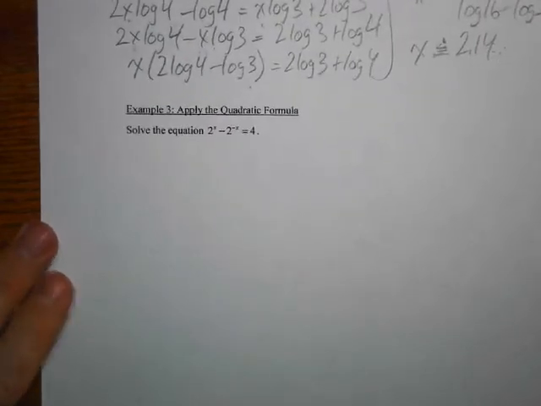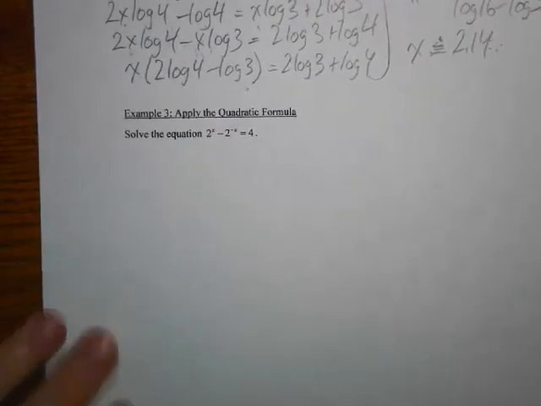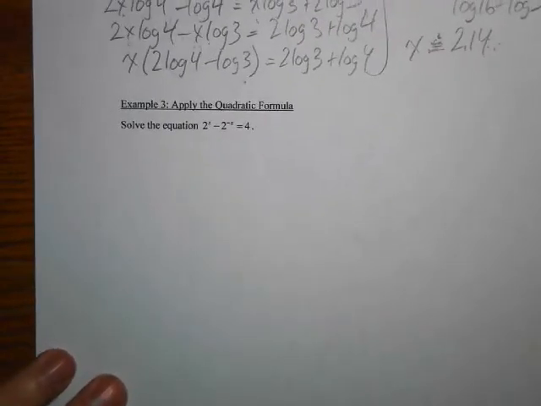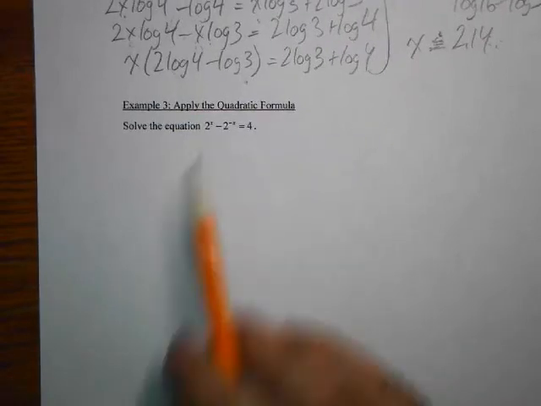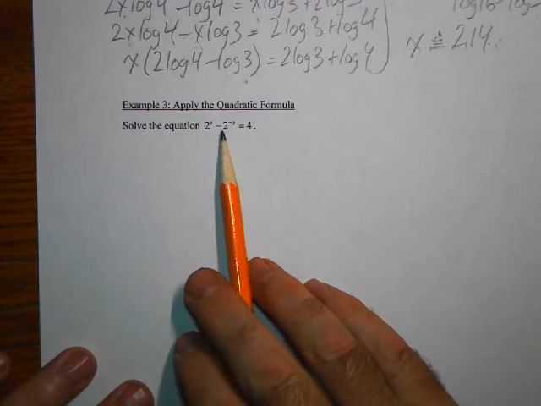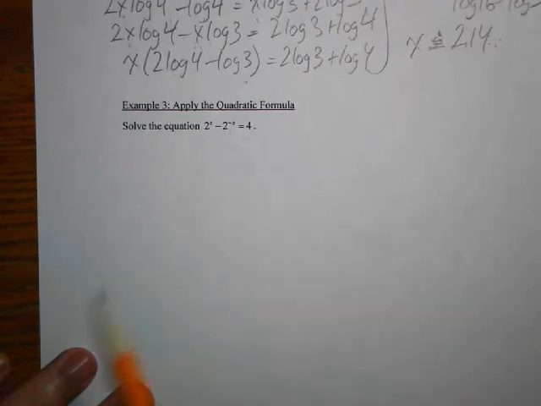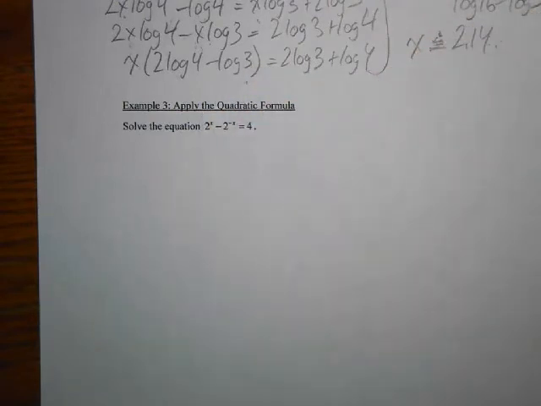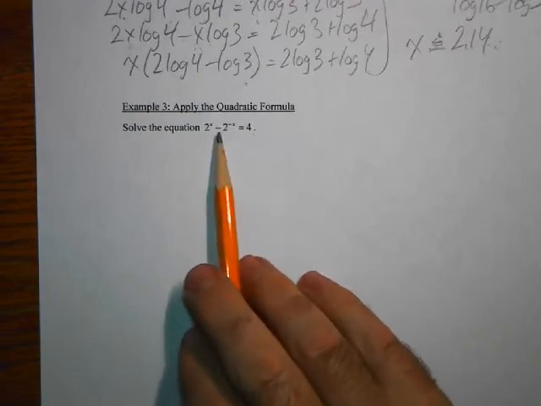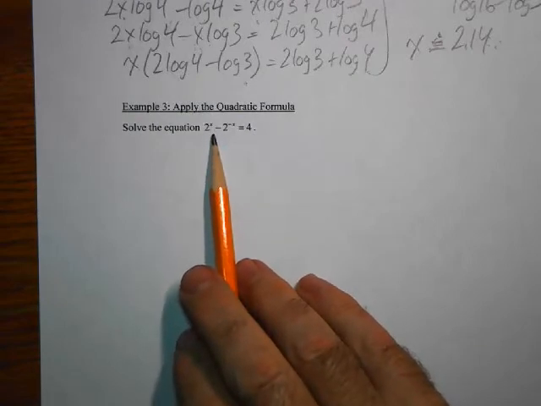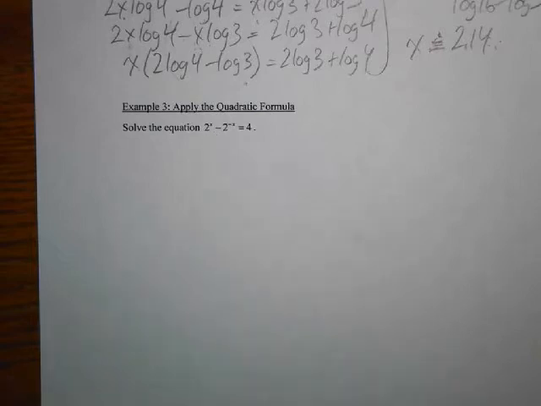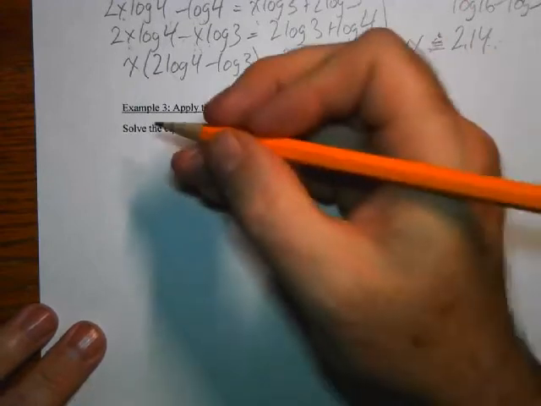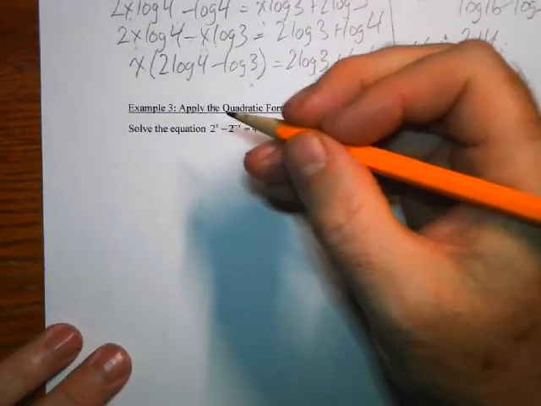Okay, this question here is probably one of the trickier ones. This is an exponential equation. So let's look at this. We have 2 to the power x minus 2 to the power negative x equals 4. And you can kind of tell here, it says apply the quadratic formula. So the way it's written here, I definitely can't do that. I'm going to have to do a couple of tricks. So I'm going to show you the technique. I wouldn't expect you to come up with this by yourself. If you did, my hat's off to you. But this is a little tricky.